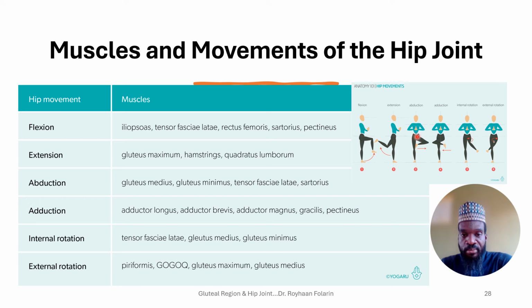Next, you have abduction, and for abduction, by virtue of the point of insertion of the respective muscles, we discussed all of them except the sartorius muscle. So the gluteus medius does this. The gluteus minimus is also an abductor. The tensor fasciae lata is also an abductor. And then you have the sartorius muscle, which we are here to discuss.